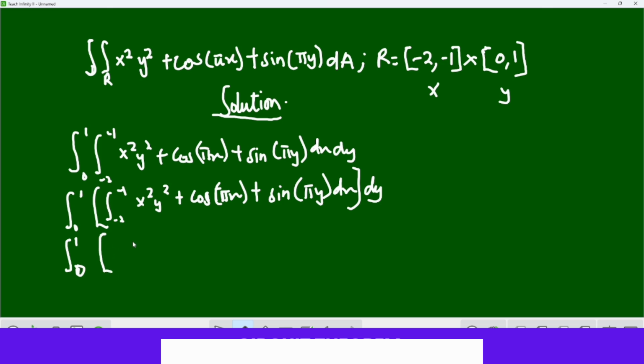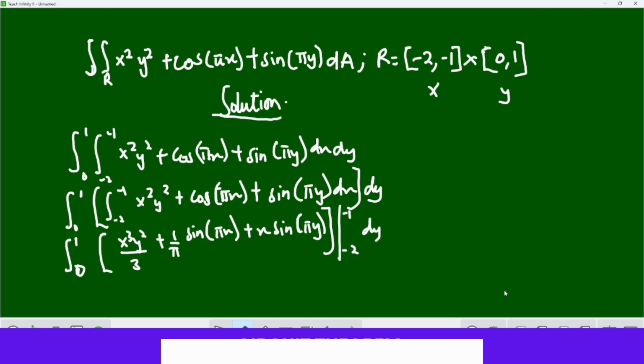And we have x cubed y squared all over 3 plus 1 on pi sine of pi x plus x sine of pi y, introducing the limits -1, -2, dy. Good.